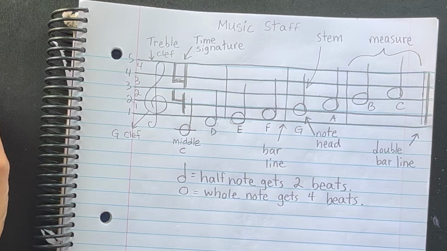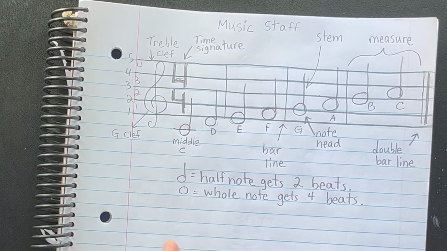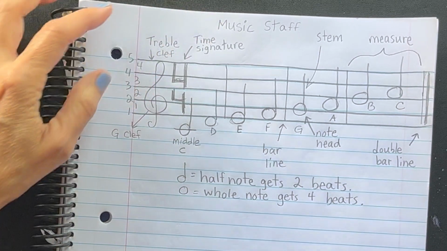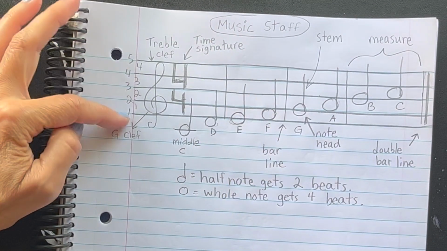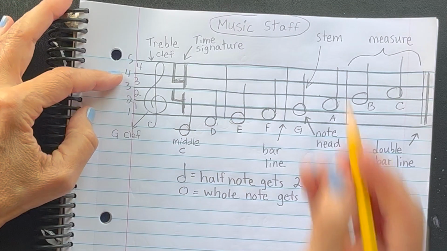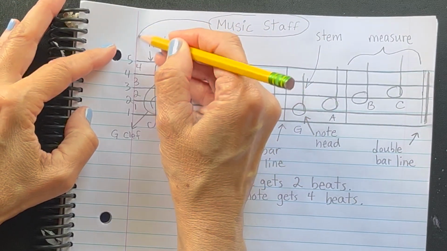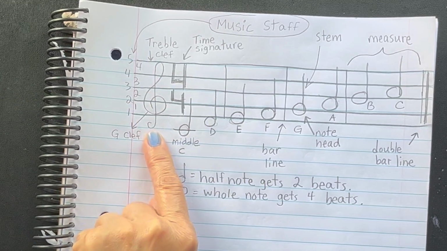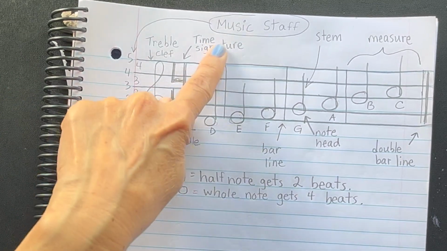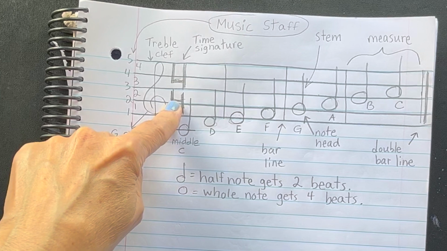Now let's check our symbols and see if we've labeled everything. This is the music staff, the 5 lines and spaces. So maybe what I'll do is I'll draw an arrow over here. We labeled our treble clef. It's also the G clef. We labeled our time signature.